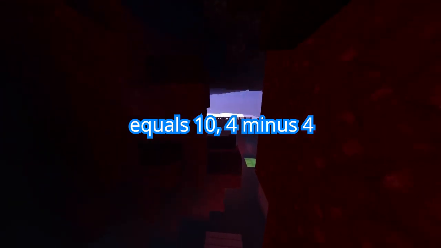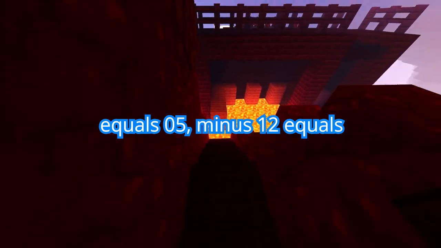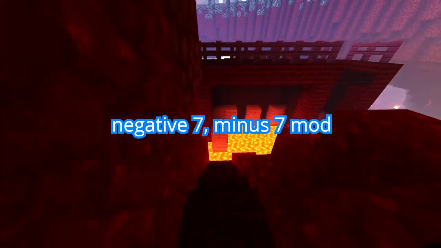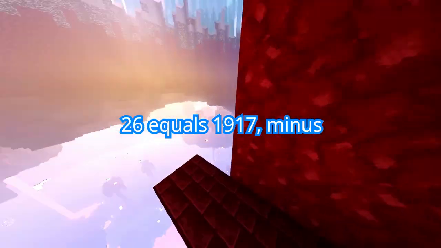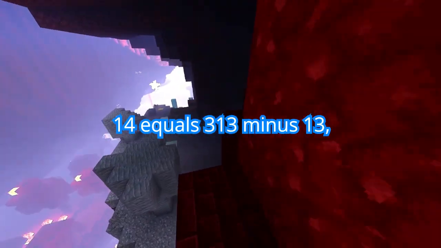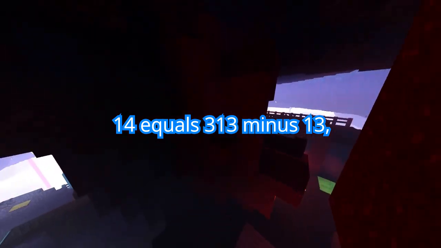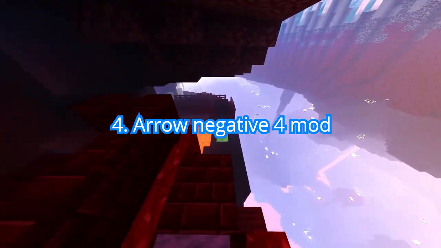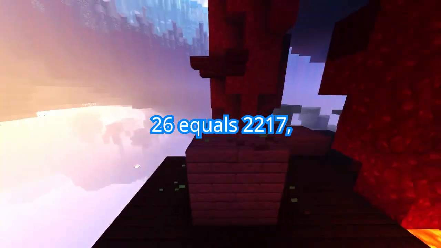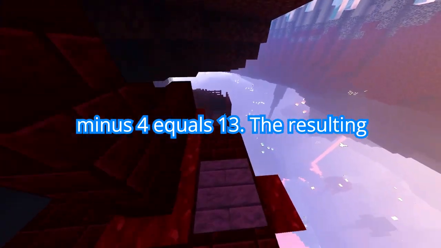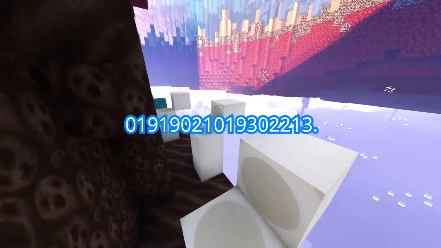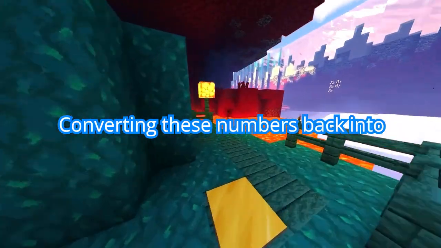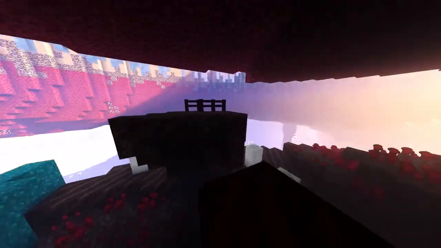4 minus 4 equals 0. 5 minus 12 equals negative 7, and negative 7 mod 26 equals 19. 17 minus 14 equals 3. 13 minus 13 equals 0. 7 minus 11 equals negative 4, and negative 4 mod 26 equals 22. 17 minus 4 equals 13. The resulting numbers are 0, 19, 19, 0, 2, 10, 19, 3, 0, 22, 13. Converting these numbers back into letters gives the original plaintext "Attack at Dawn."